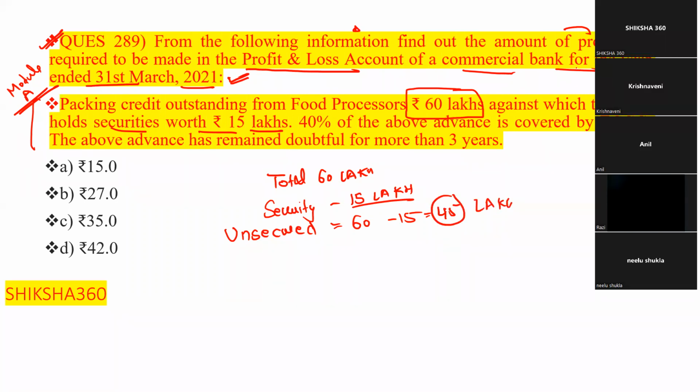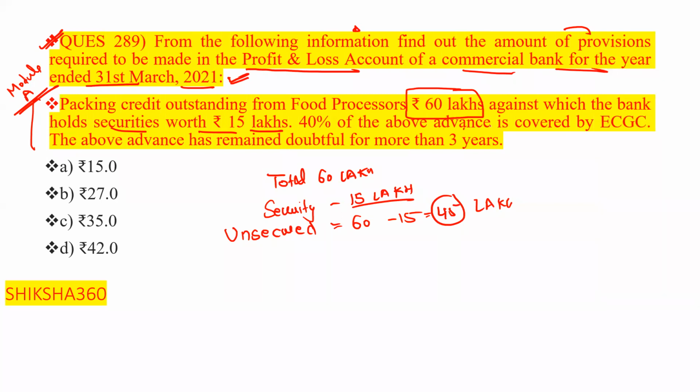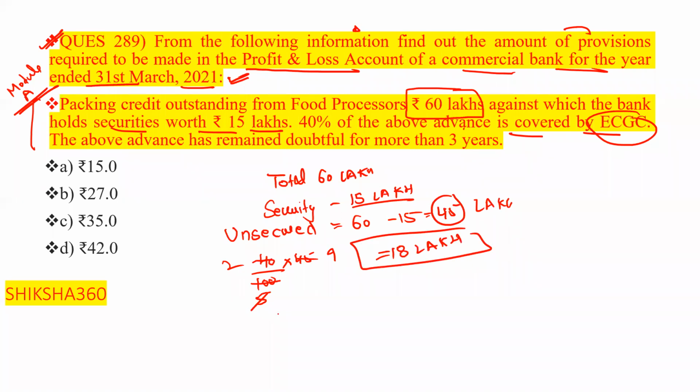40% of the advances, clear? Among that, 40% of the above advance is covered by ECGC, clear? 40% of that. This one, 2, 5, 1, 9. So 18 lakh is to be covered under that. So the unsecured here is to be 45 minus 18. 27 lakh.